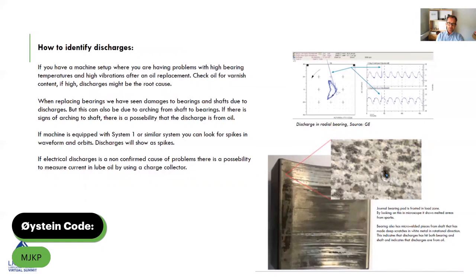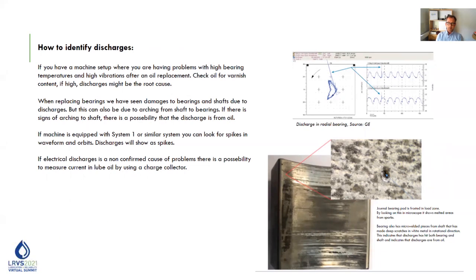How to identify discharges? When we are talking to clients and they have a machine setup where they have problems with high bearing temperatures and high vibrations after an oil replacement, we ask them to check for varnish content. If high, then discharges might be the root cause. We have seen when replacing bearings that there are damages to bearings and shaft due to discharges. But this can also be due to arcing from shaft to bearings, and that's another problem area which we will not be covering today. But if there's a sign of arcing on the shaft as well, there's a possibility that the discharges are from the oil.